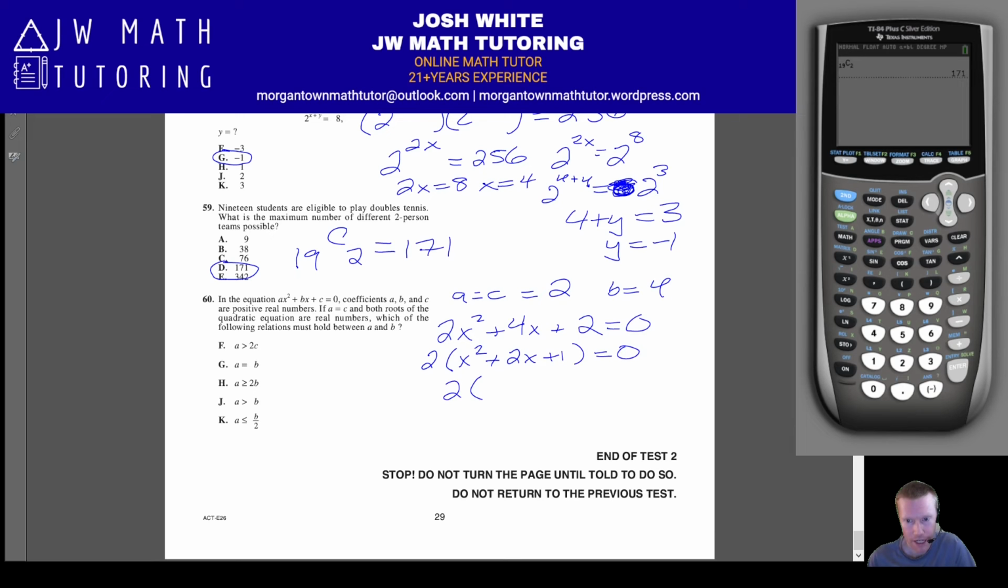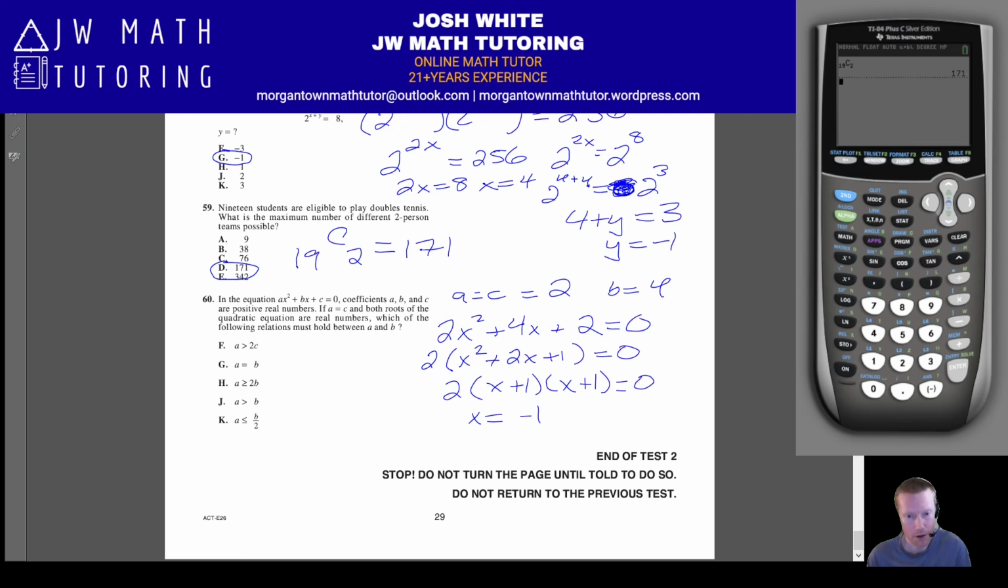Now once I've done that, notice this will easily factor into x plus 1 times x plus 1. And so when we solve this, we just get x equals -1. Basically it's a repeated root. So both roots here are real numbers, and we met all the conditions of the problem.